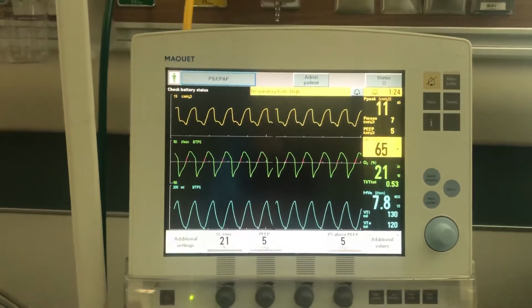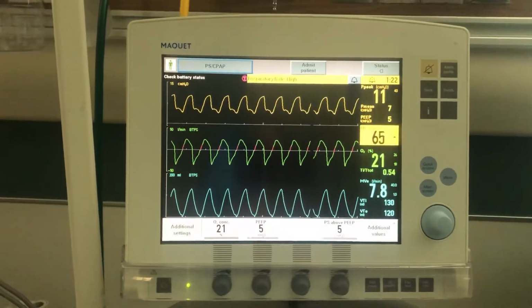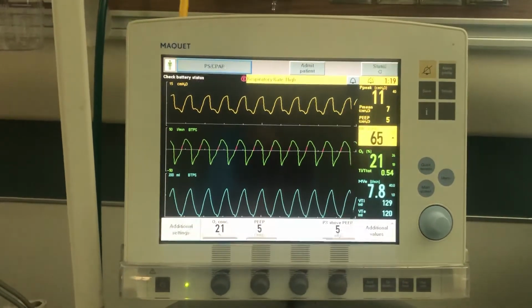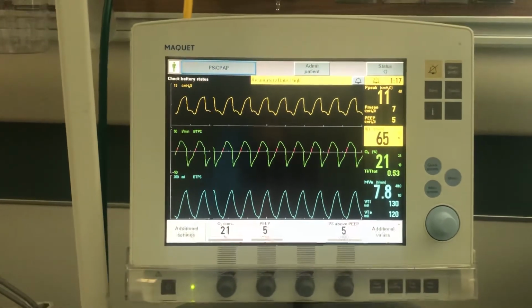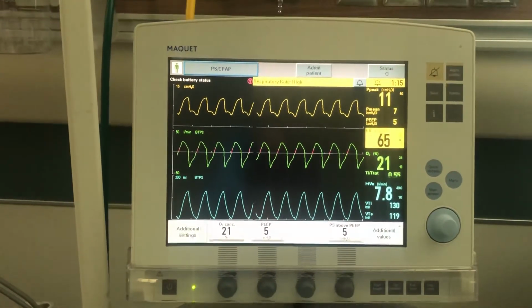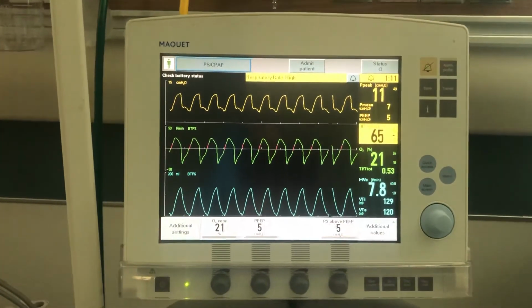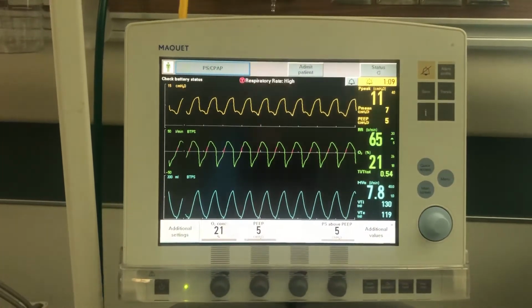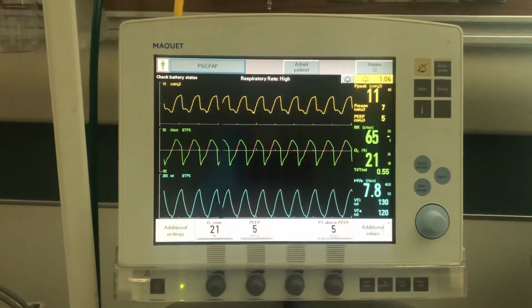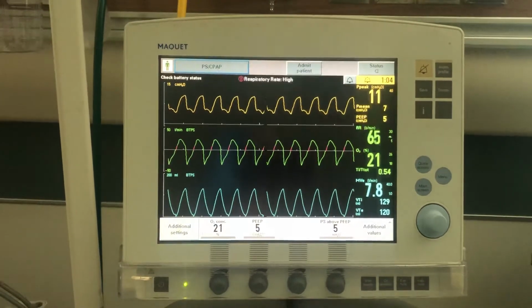At this time, you'll be still encouraging the patient: take a nice big deep breath, slow down your breathing, because in this example, the patient is breathing 65 spontaneous times a minute, okay? And you're almost done, Mrs. Smith.